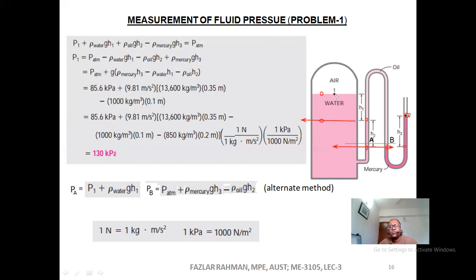Okay, so let's see how we can walk down. At point 1, how much is the pressure? P1. That we need to figure out, right? So P1, then come over here. Your height is H1, you are going down, so rho water g H1. So you get this one. Now you are at this point, then come down at this point. How much do you need to go down? By H2, right? What is your manometric fluid over here?